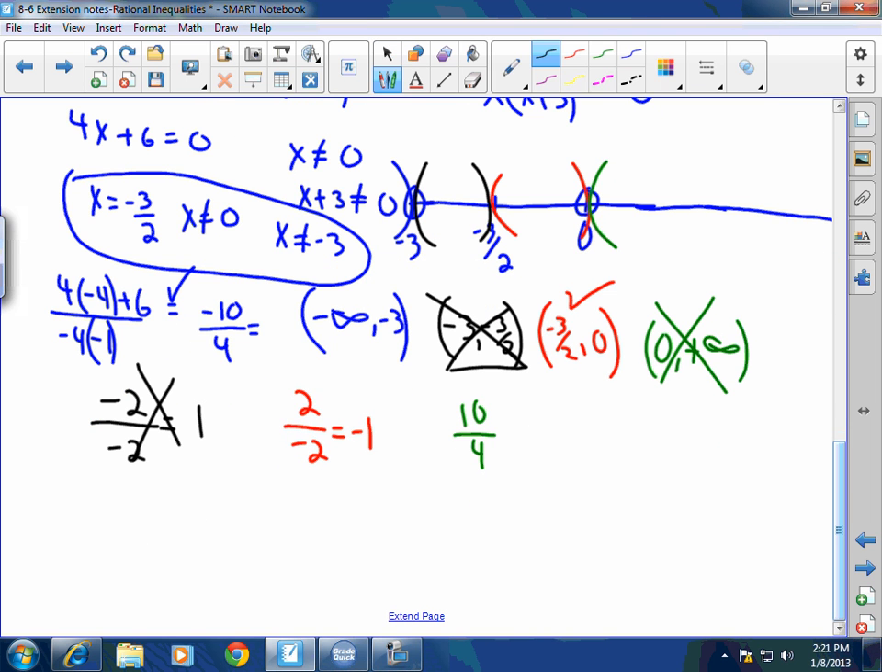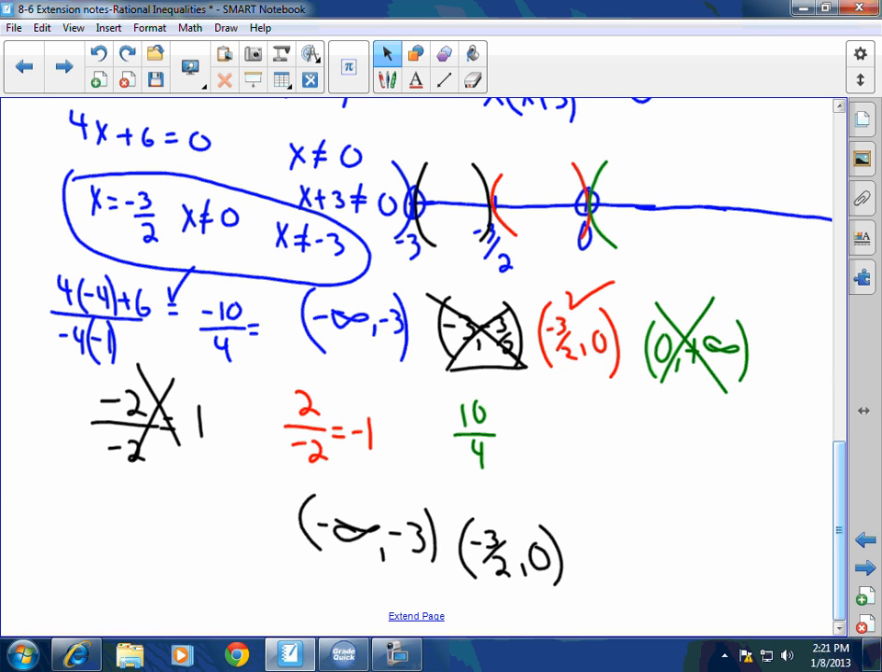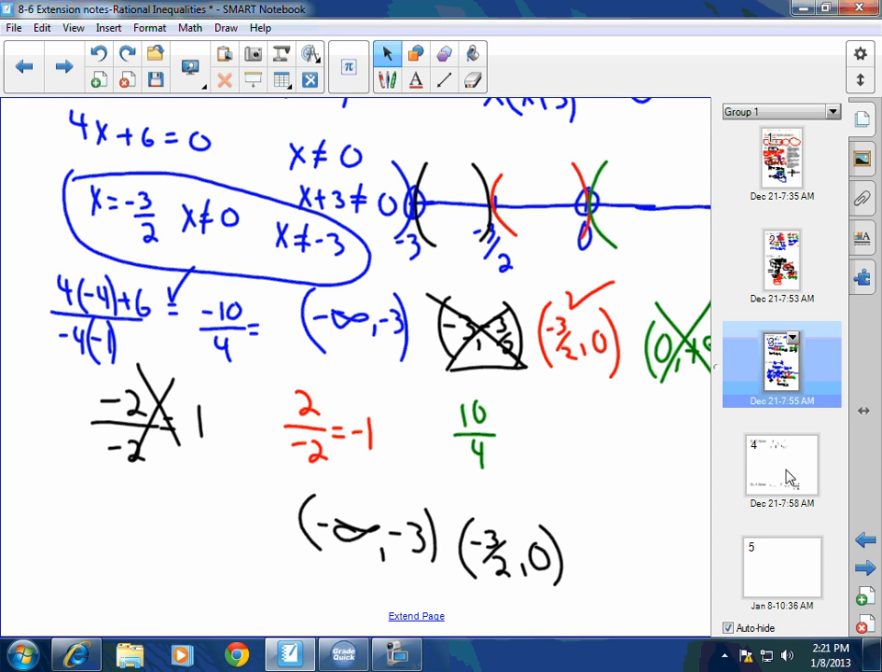My solutions would be negative infinity to negative 3, and negative 3 halves, comma 0. Okay? So that makes sense. You promise, guys? Odds are you will not have three solutions. You're not going to have three solutions.